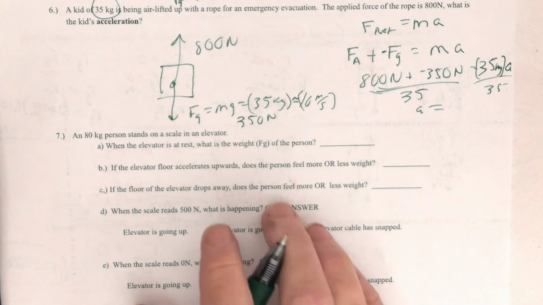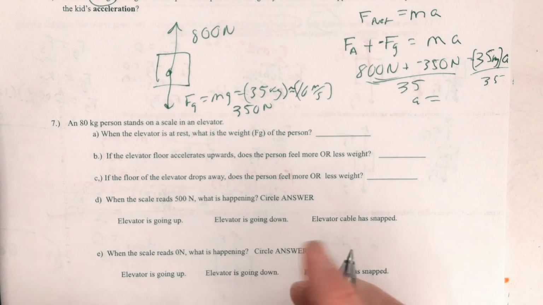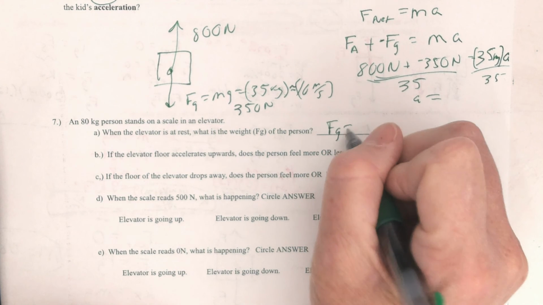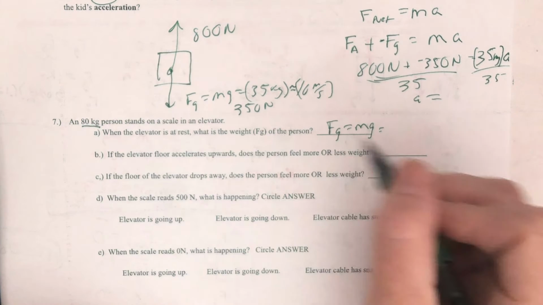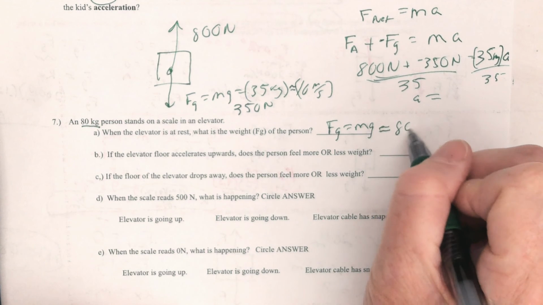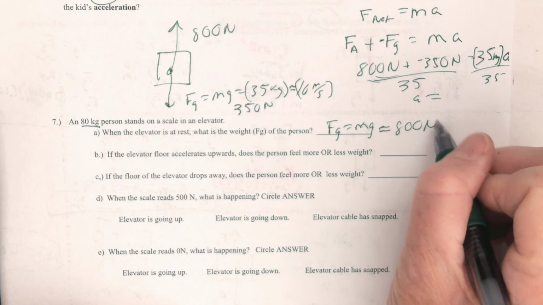All right, kid in an elevator. When the elevator is at rest, what is the weight of the person? Force of gravity is mg, just hanging out there. Mass is 80 kilograms times gravity, 9.8, approximately 10, so approximately 800.